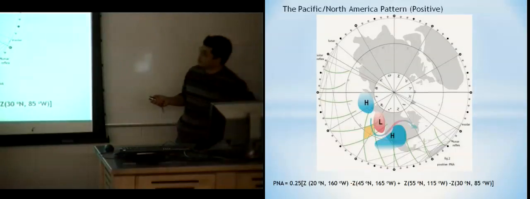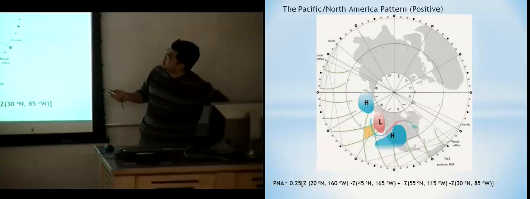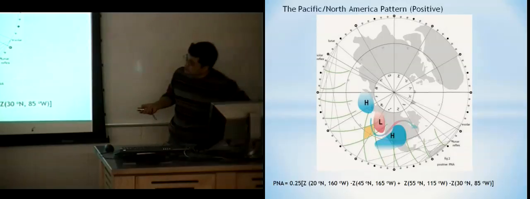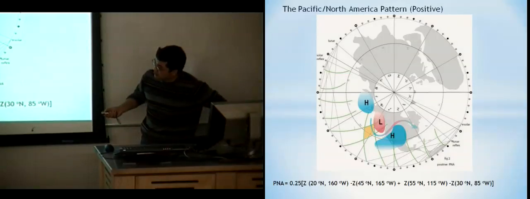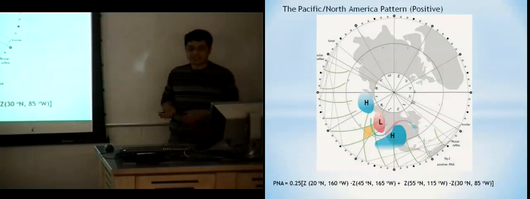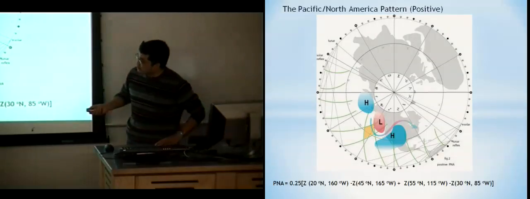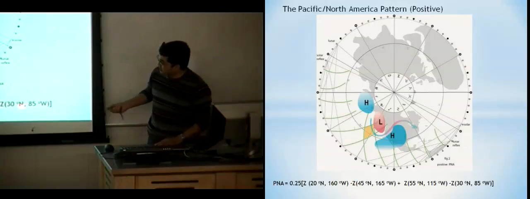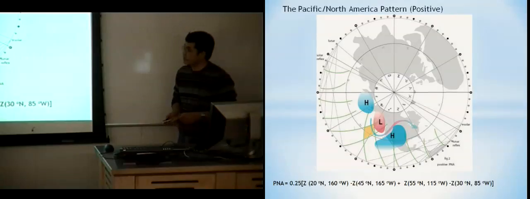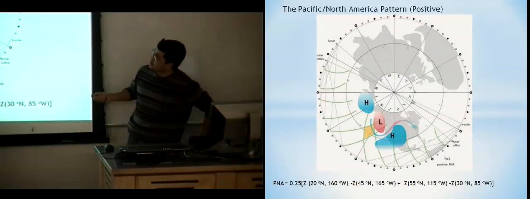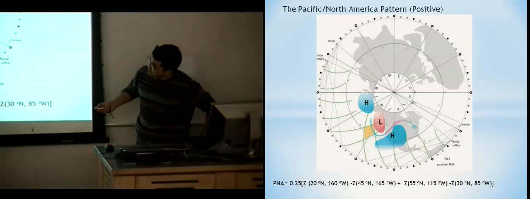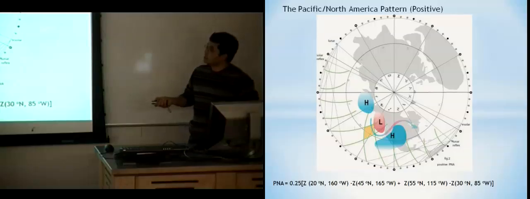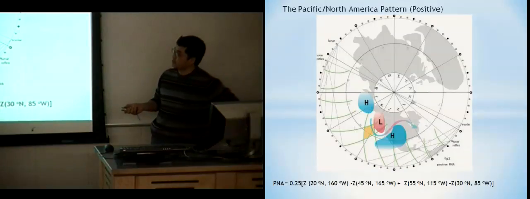The internal variability of atmosphere is usually represented by the PNA pattern. That's called the Pacific North American pattern. We use the geopotential height to calculate the PNA index. Z here represents geopotential height, and based on different locations, we can calculate the PNA index. When the PNA index is positive, they call it the positive PNA pattern. When this value is negative, they call it the negative PNA pattern.